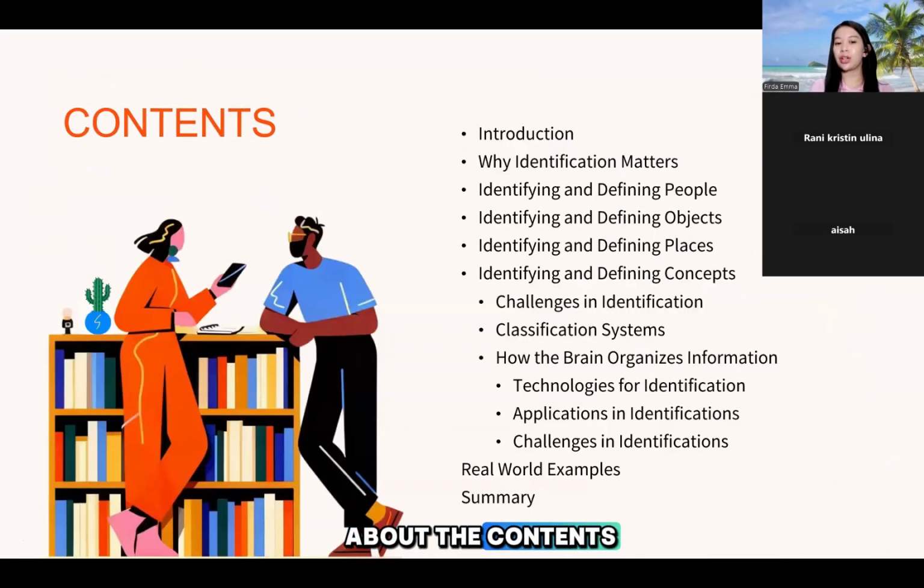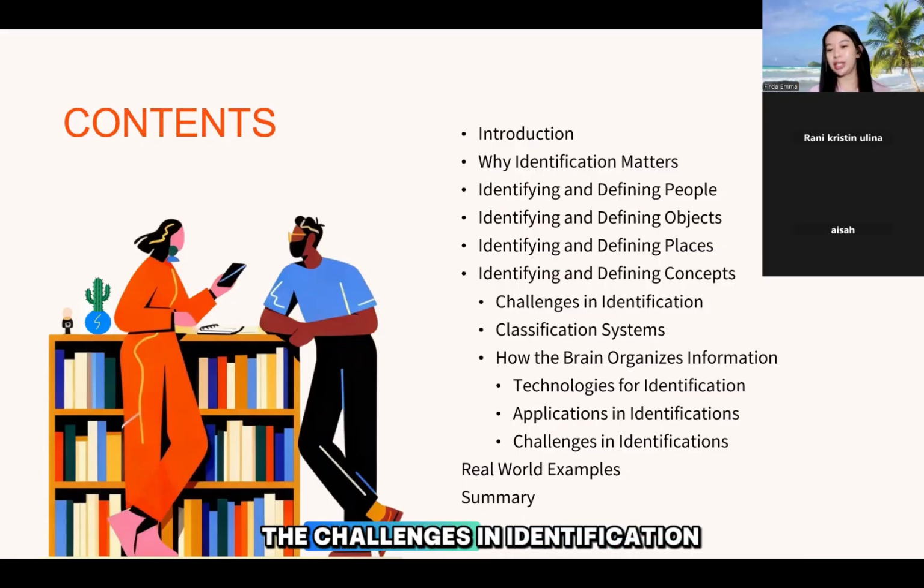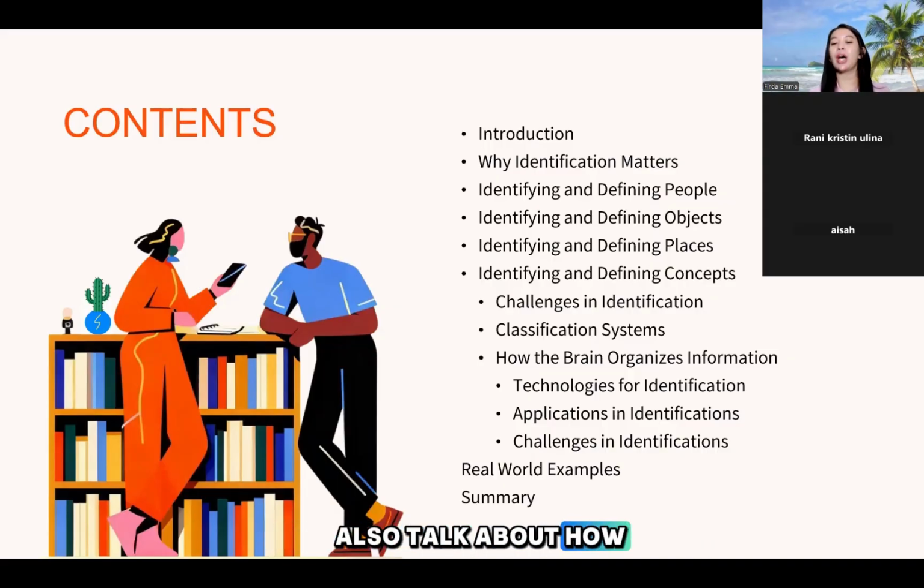First, I will talk about the contents. First, I will explain the reason why identification matters. After that, I will also explain the part of identifying and defining objects, people, places, and also concepts. And also, I will tell you about the challenges in identification and the classification system. Also, I will talk about how the brain organizes information related to identifying and defining.